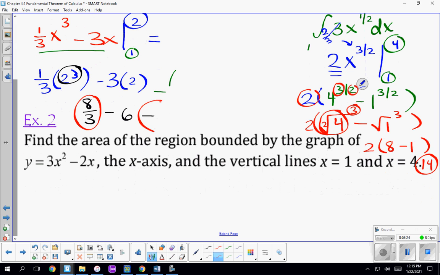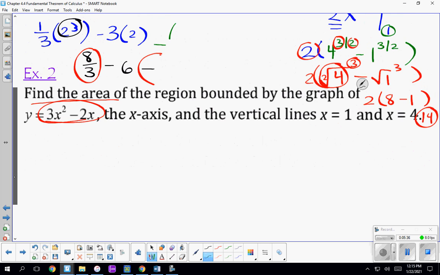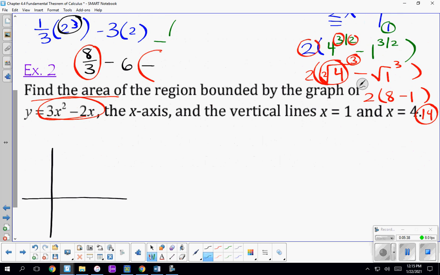So remember that integration finds the area under the curve. So when it says find the area with this as a boundary, the x-axis, and these vertical lines, if you really want a picture, we could draw a picture here. Okay, so this is a quadratic. It opens upward. It's going to look something like that. It's bounded by that curve, the x-axis, and the vertical lines 1 and 4. So it's going to be this region here.